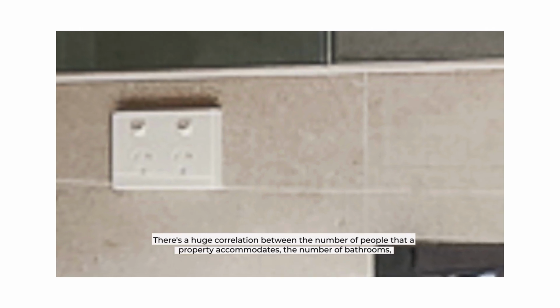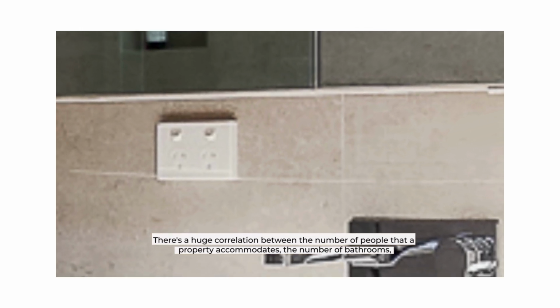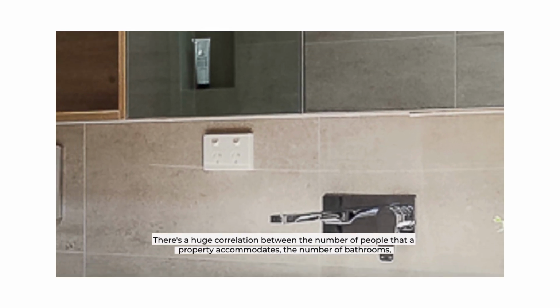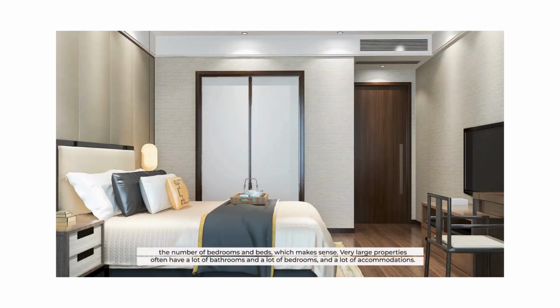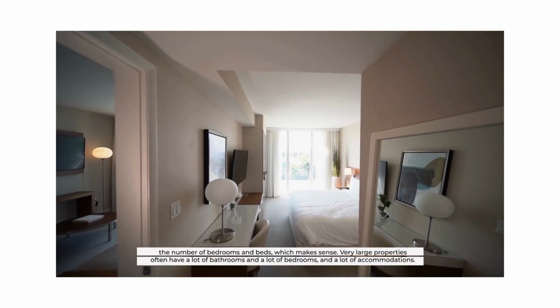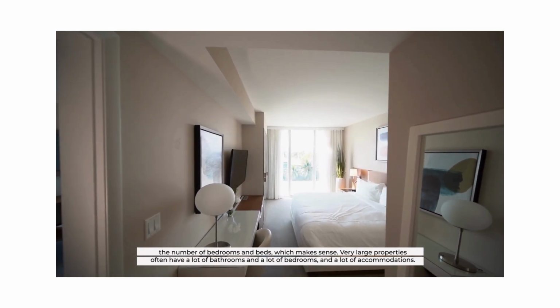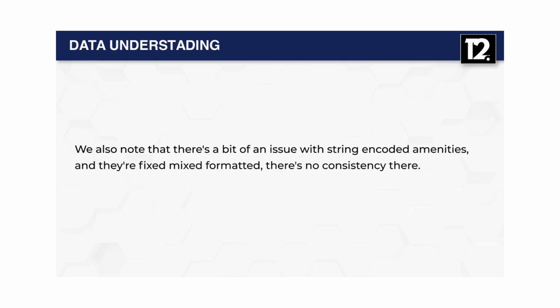There's a huge correlation between the number of people that a property accommodates, the number of bathrooms, the number of bedrooms and beds, which makes sense. Very large properties often have a lot of bathrooms and a lot of bedrooms and a lot of accommodations. We also note that there's a bit of an issue with string encoded amenities and they're mixed formatted. There's no consistency there.